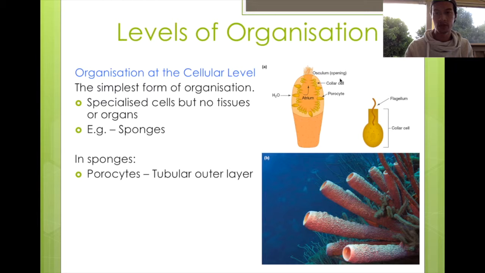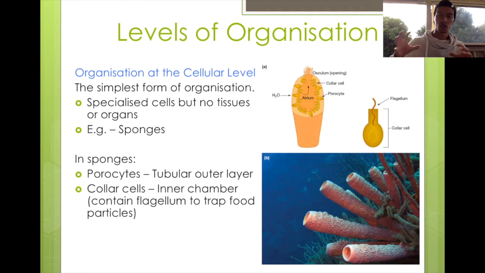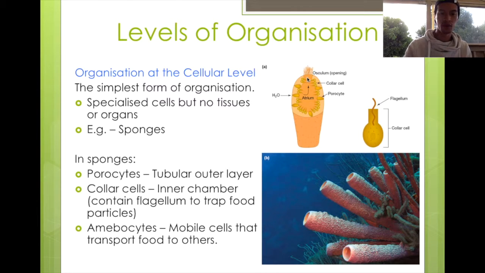You've got your collar cells, and you've got your opening, and you've got the atrium, which sort of is like both the mouth and the anus of the sponge. But the porocytes is the tubular outer layer, and then you've got your collar cells, which are your inner chamber, which sits sort of right there. And then you've got the osculum, which is the opening that allows them to trap food.